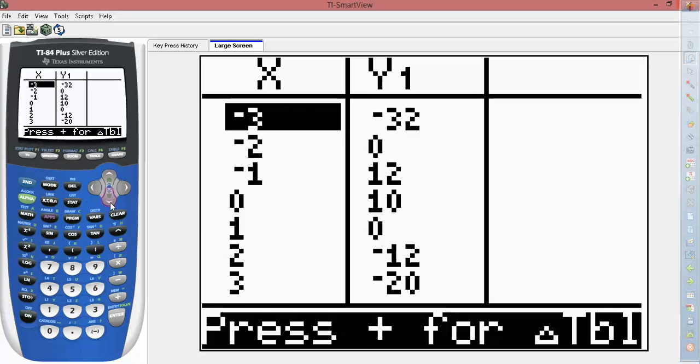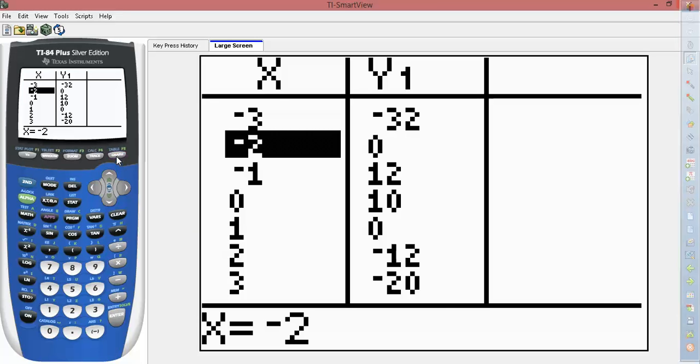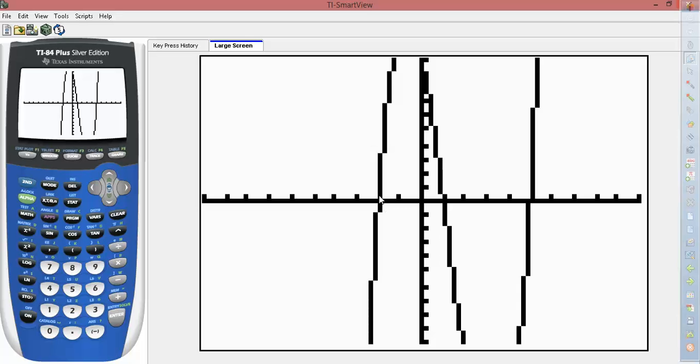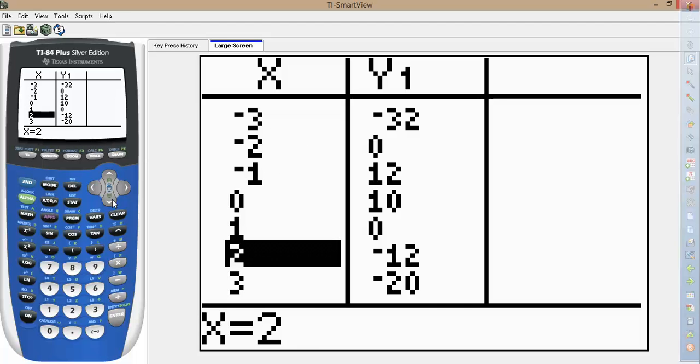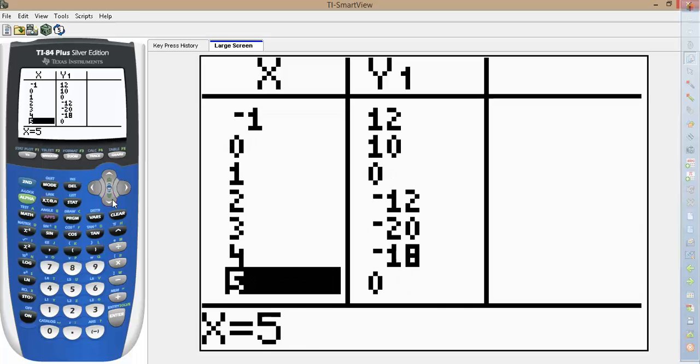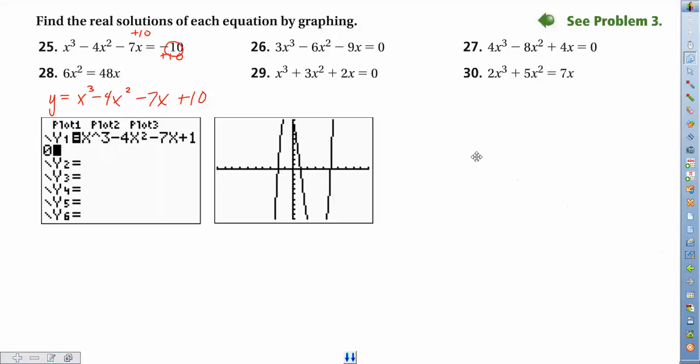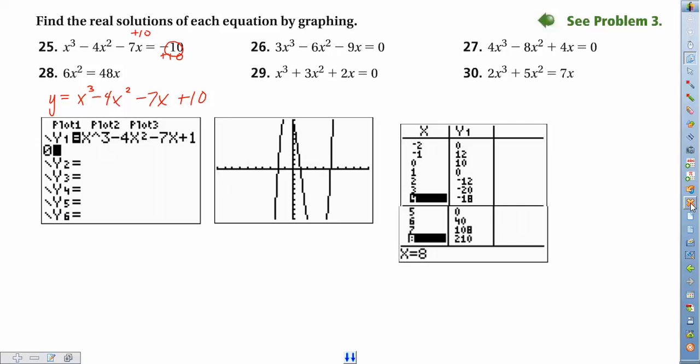We get one right here at -2. We go back to the graph, see here at -2, that second tick mark crosses the x-axis. We have another one right down there at 1. And we have another one, if we scroll down, there's the third one right there at 5. So those are our 3 solutions.